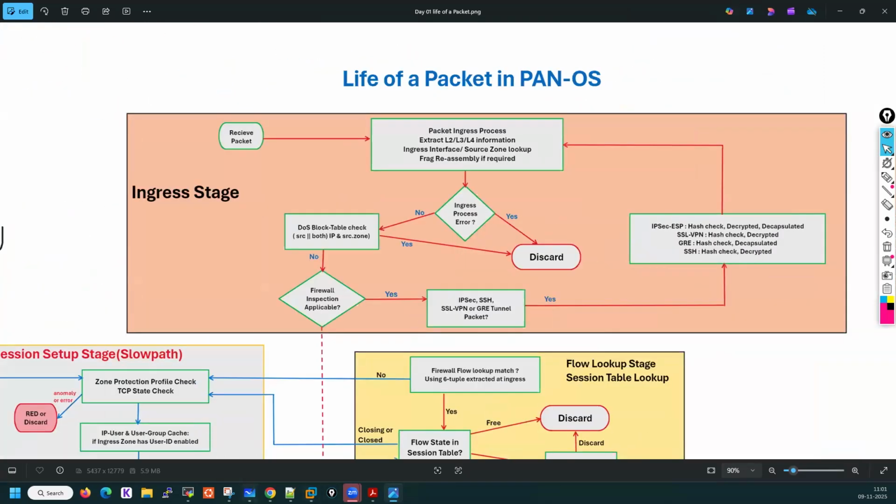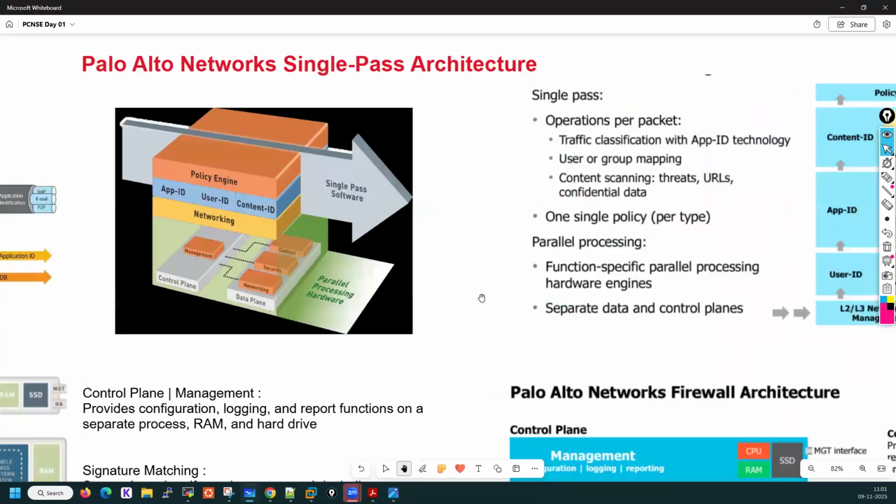Now guys, one more thing I wanted to cover here again. So guys, I hope now you got some idea what is the functionality of those processors. And I hope this is also built in your minds, like data plane is divided into three other planes: network processor, security processor, and the signature match processor, right?